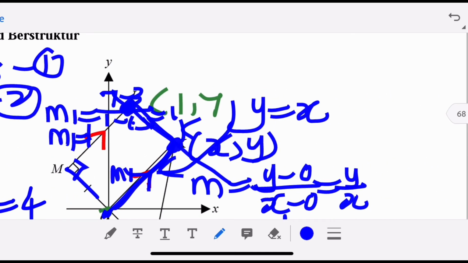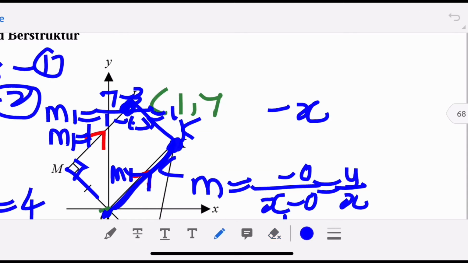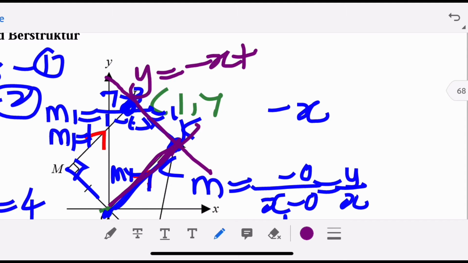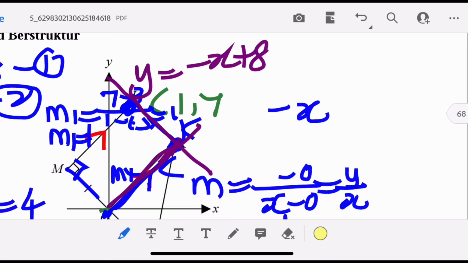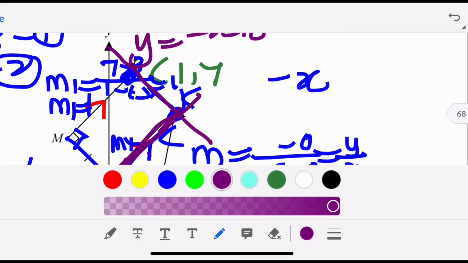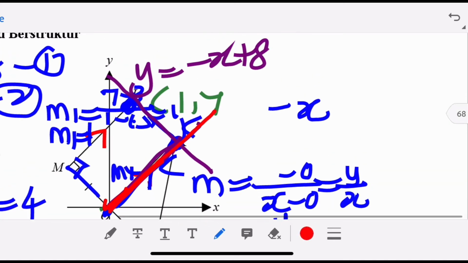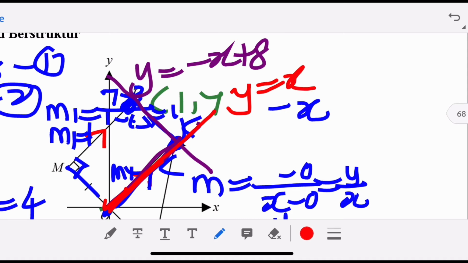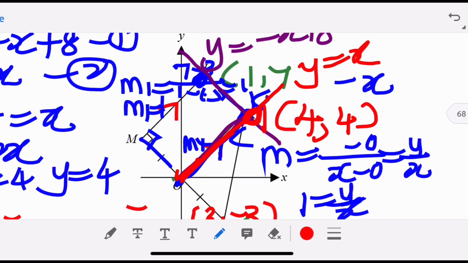So for this point, we can always use a simultaneous equation. y equal to x here. This one y equal to negative x plus 8. We solve with y equal to x. Why? Because the gradient is 1. Right, okay, this is y equal to x. So we solve the simultaneous equation. We have this coordinate for K. This is the point K, right?